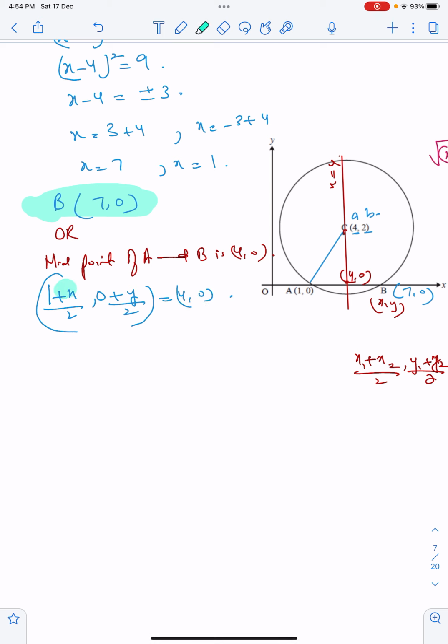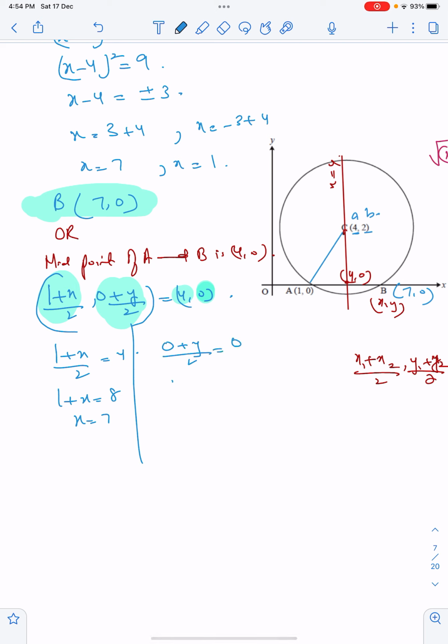I can equate the x coordinate of the midpoint to the x coordinate here. So (1 plus x) upon 2 equals 4, 1 plus x equals 8, x equals 7. And I can equate the y coordinate of the midpoint to the y coordinate. So (0 plus y) upon 2 equals 0. So y equals 0. So the coordinates of B are (x, y), which is (7, 0).